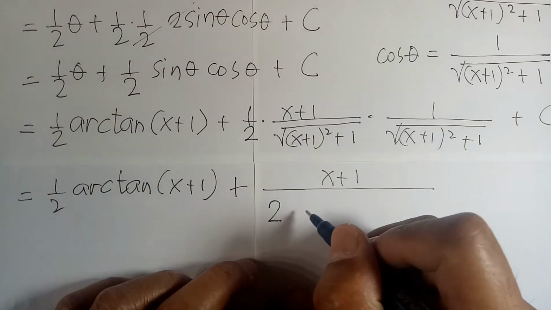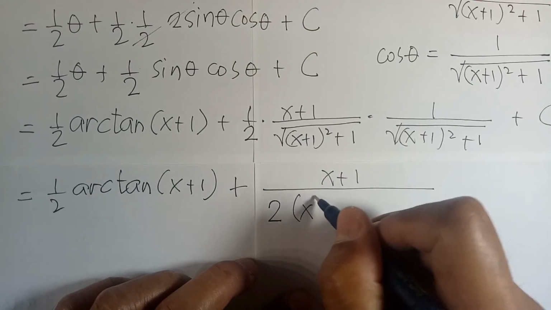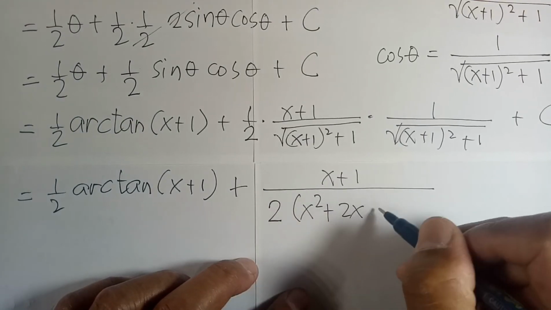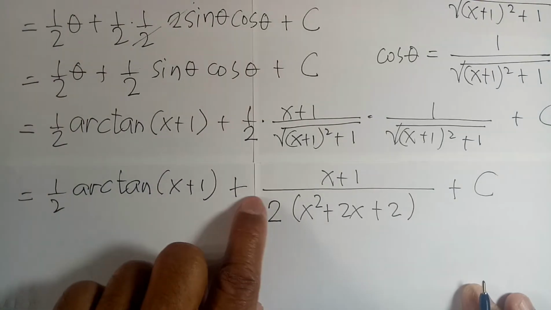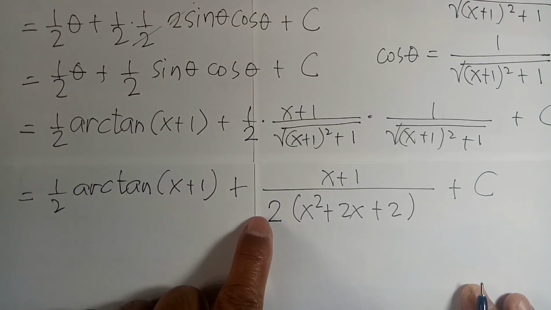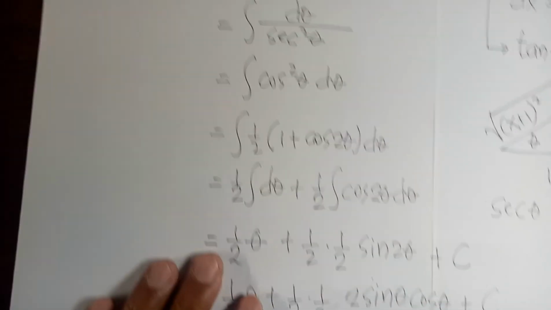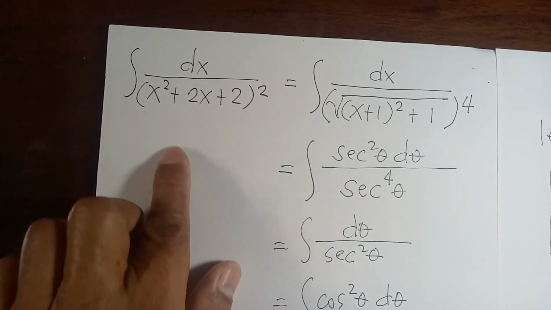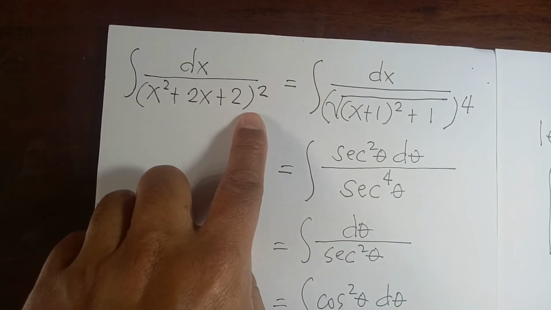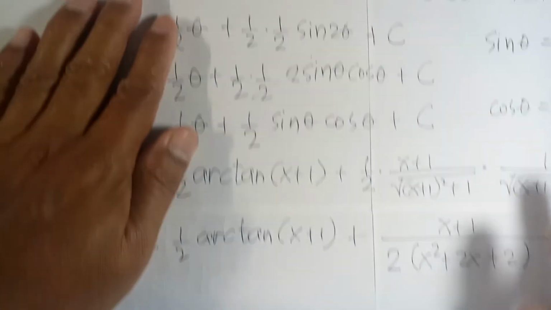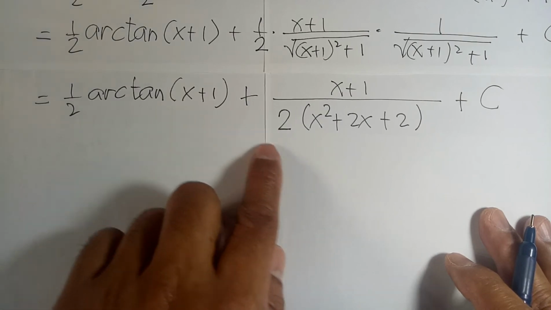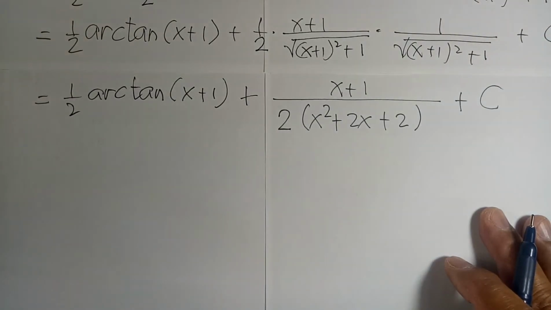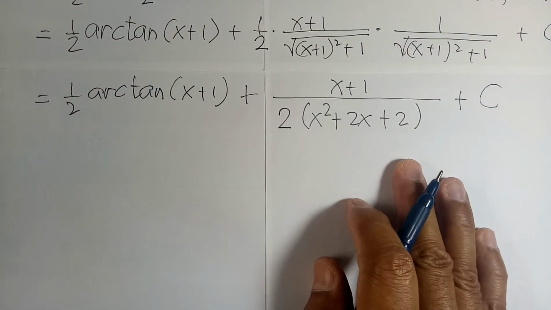That equals x squared plus 2x plus 2, so plus c. So this is the integration of the integral of dx divided by x squared plus 2x plus 2. Now we will connect the answer of this to our problem earlier, our example.